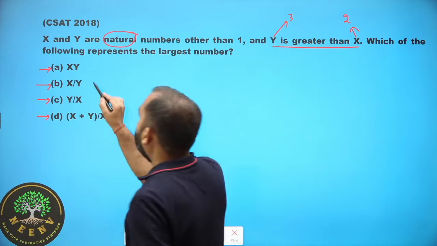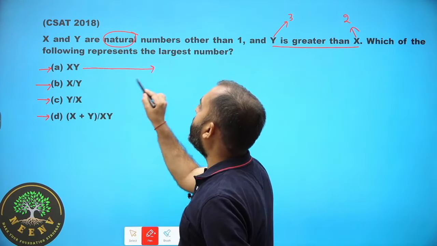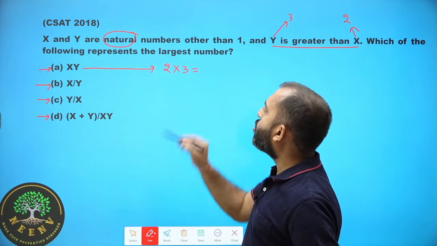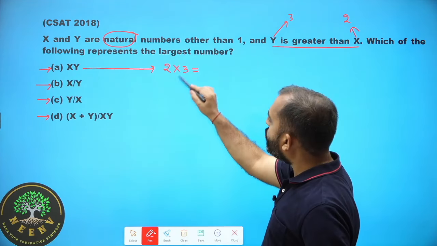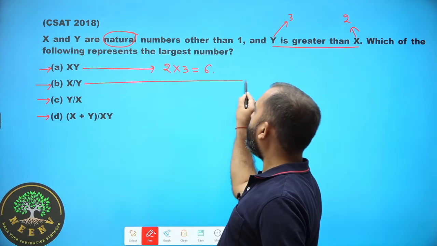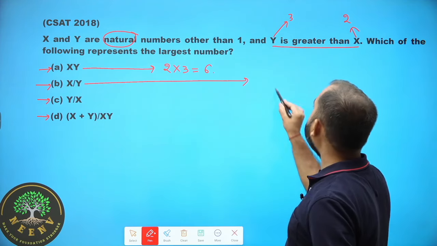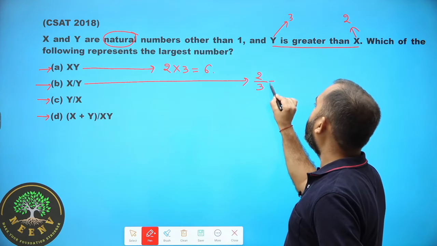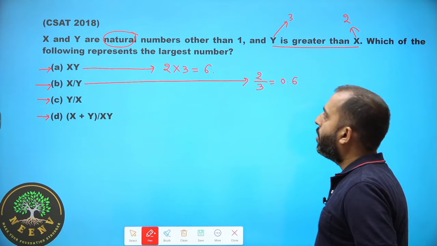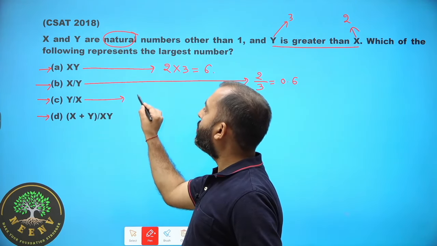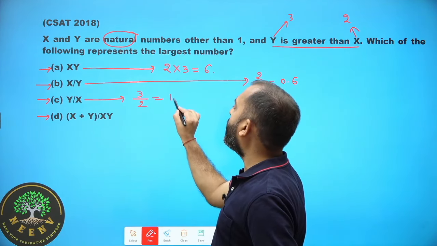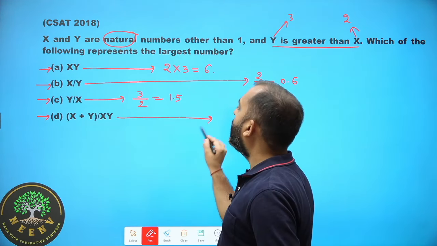Okay, so let's talk about option A first. In this case, value of x is 2, value of y is 3. So the first option, x into y, becomes 2 into 3, which is 6. Second option, x upon y. x is 2, y is 3. 2 divided by 3 is approximately 0.6. Next is y upon x. y is 3, x is 2. So 3 upon 2 is what? 1.5.